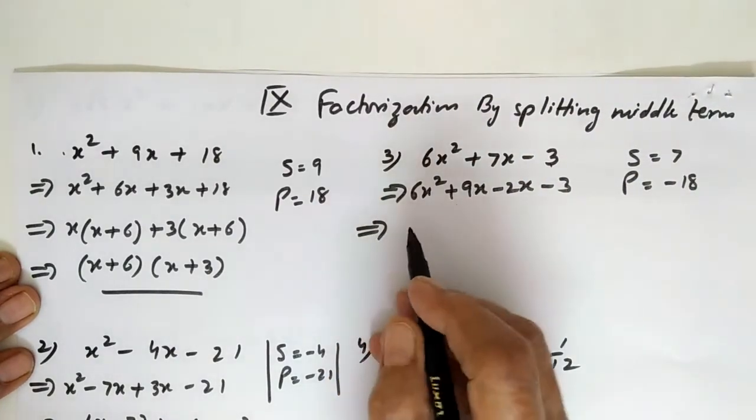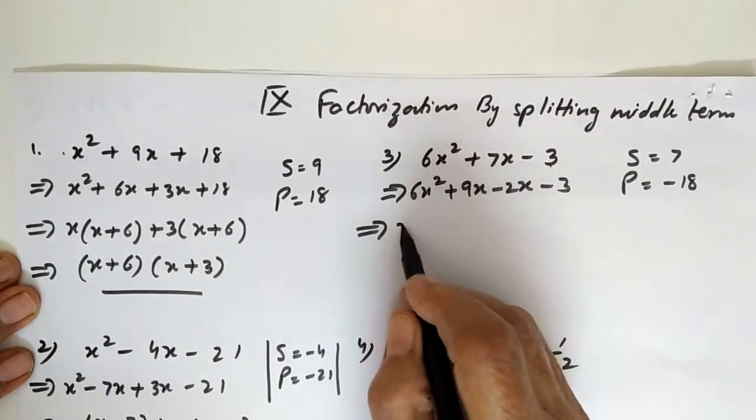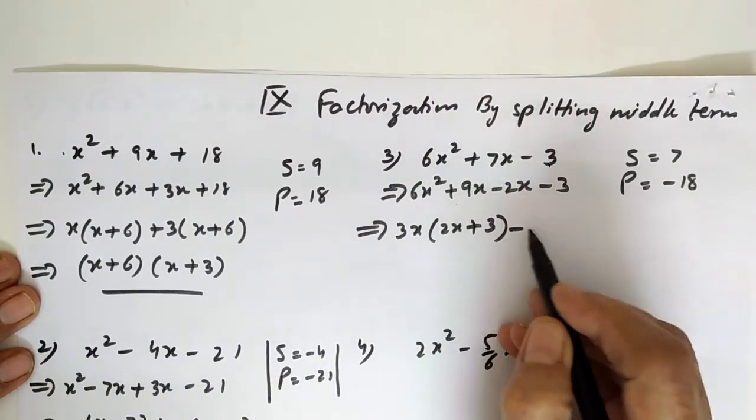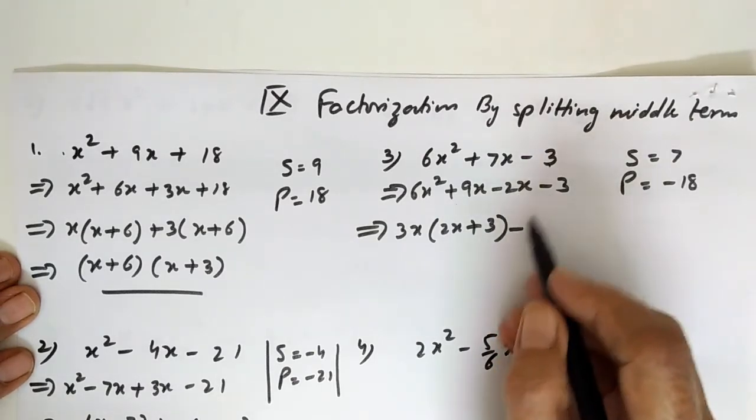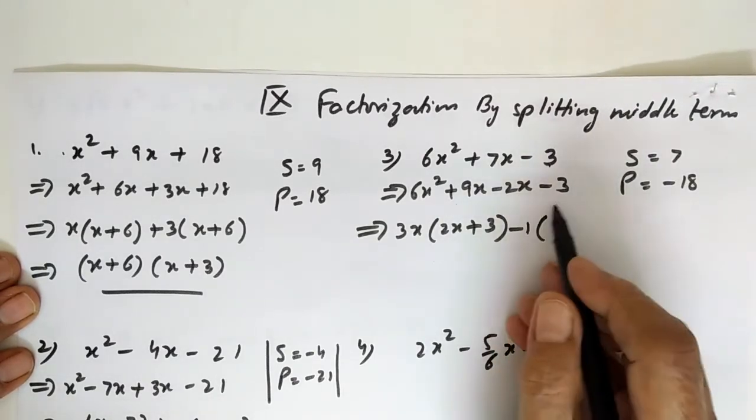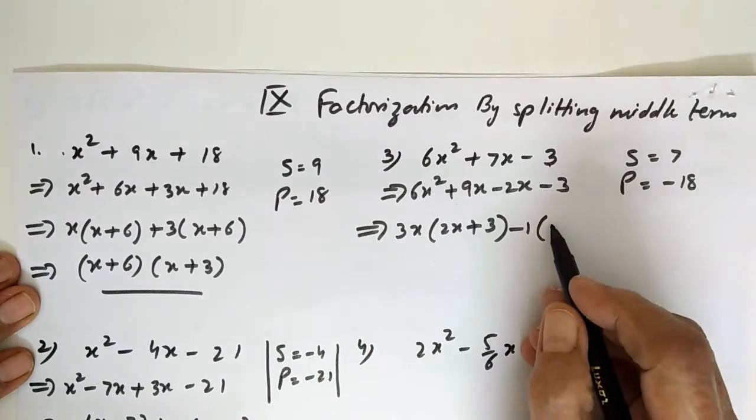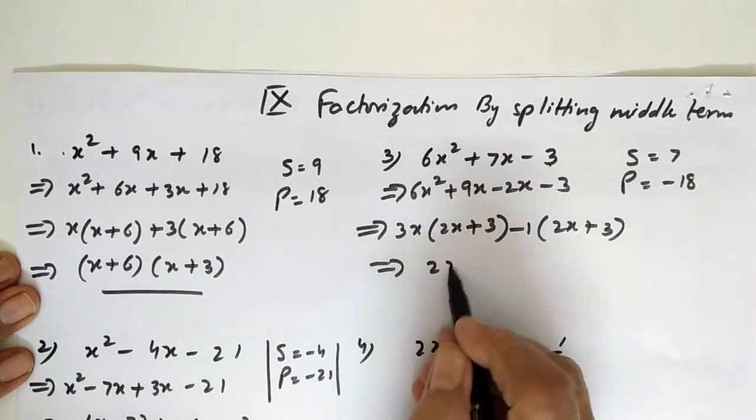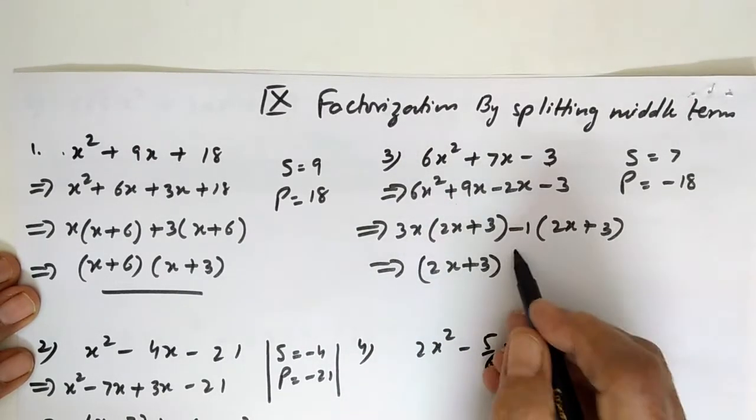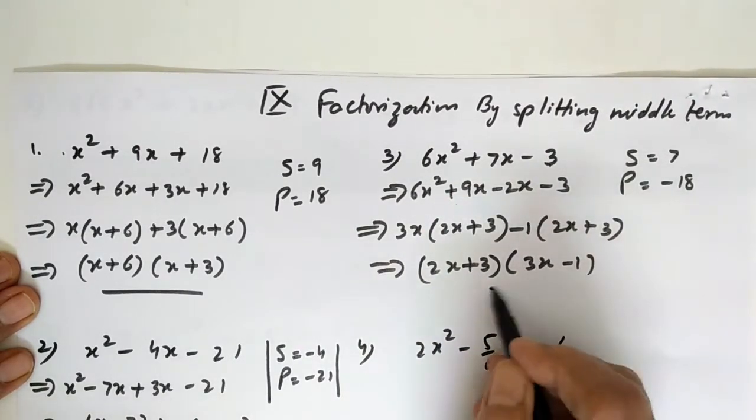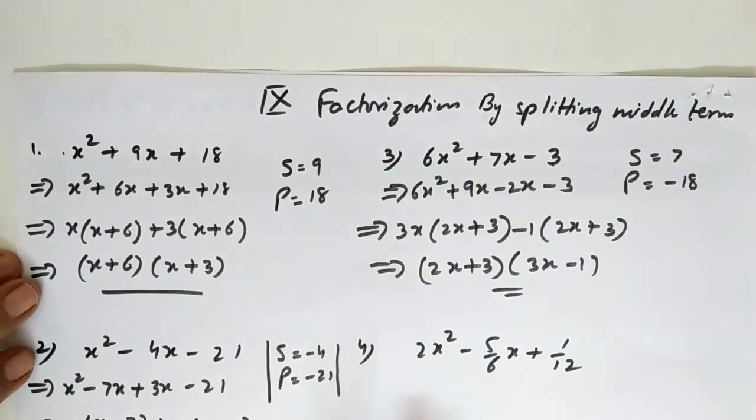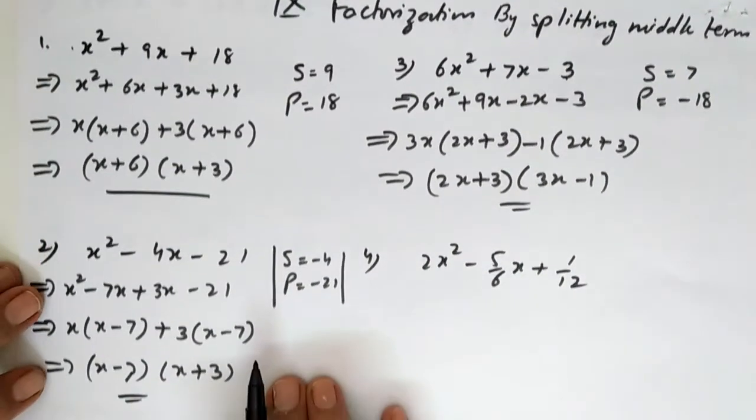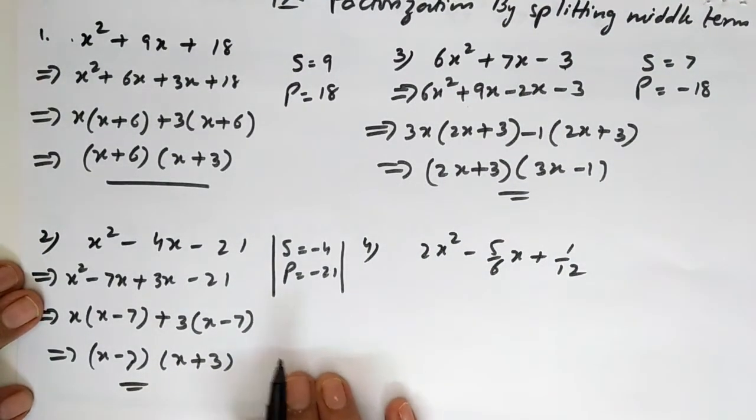Again, you can take 3x common from the first two terms, 2x plus 3. From the last two terms, there is no common term, so you can write 1 so that it becomes easy later. This is 2x plus 3 from both the terms and 3x minus 1. These are the factors. Next, fourth question is 2x square minus 5 upon 6 x plus 1 upon 12.